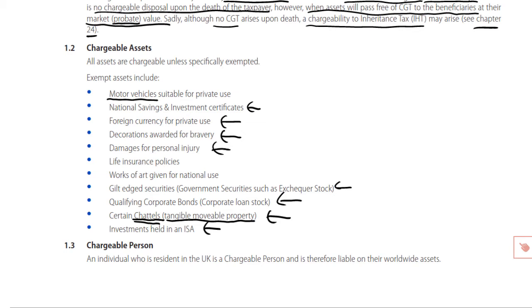Damages for personal injury, life insurance policies, works of art given for national use. Again, if you give them over to the state for national use, surprisingly, they won't charge you CGT thereon. Much the most likely ones, however, that we see here, that first one, which is just an absolute exemption, and also then these various chattels. These are the really important ones that come up on a very regular basis. More of those chattels later, but certainly motor cars, motor vehicles for private use are just exempt, end of story.